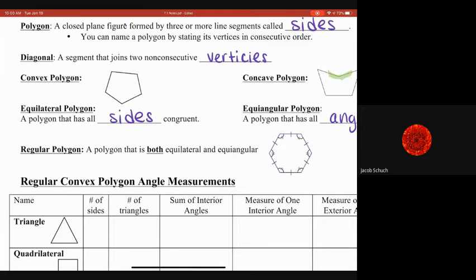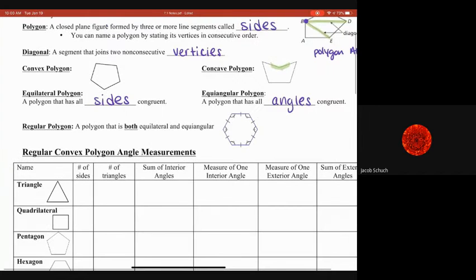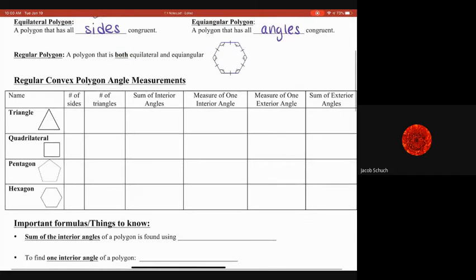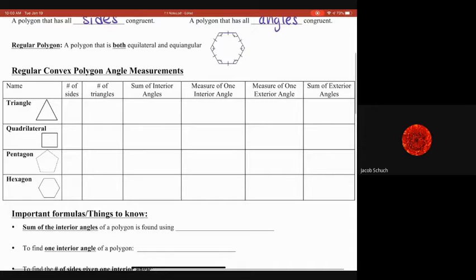Okay. Now we have this little table here. The purpose of this table is to help us as we start to figure out some of our angle measurements. A lot of them have formulas, but the point of this is to see why the formulas work the way they do, rather than being like, here's a formula, it's magic. I promise you that it works. Sometimes formulas do seem like magic, but I promise this actually has a reason it works.